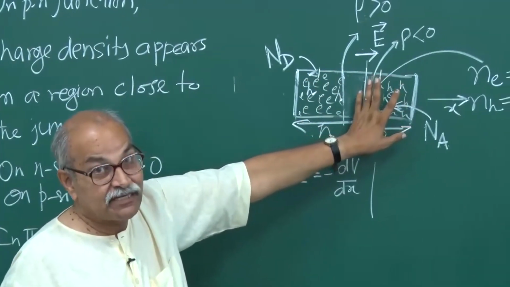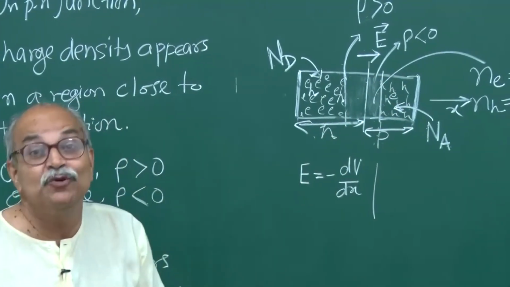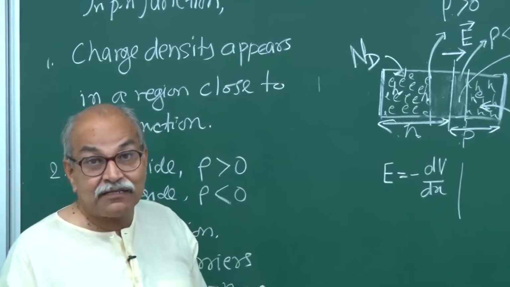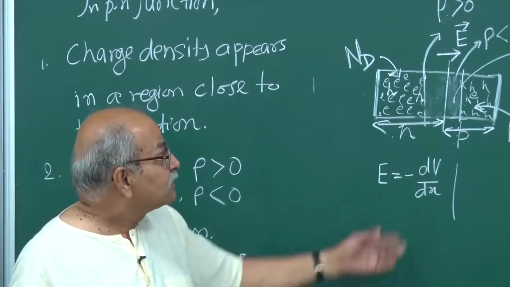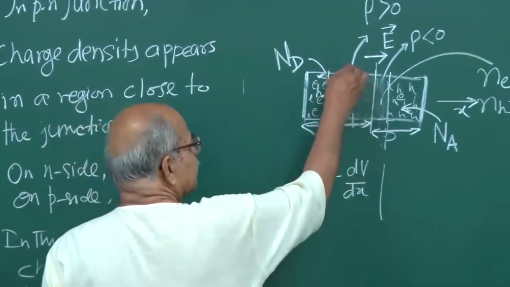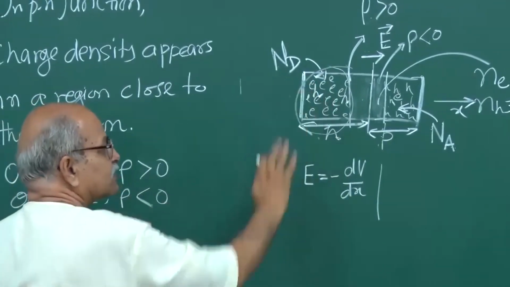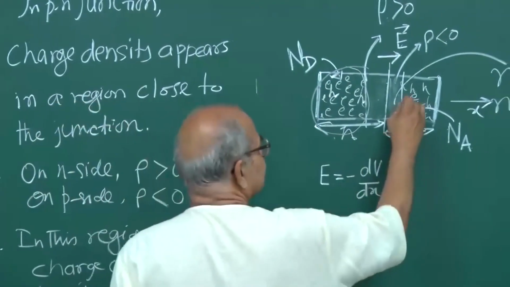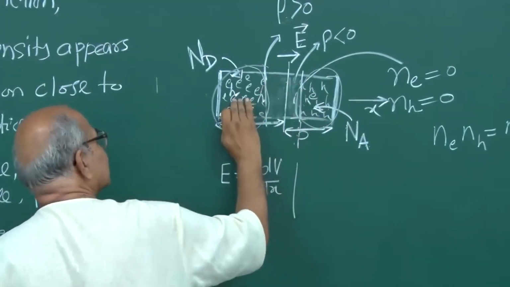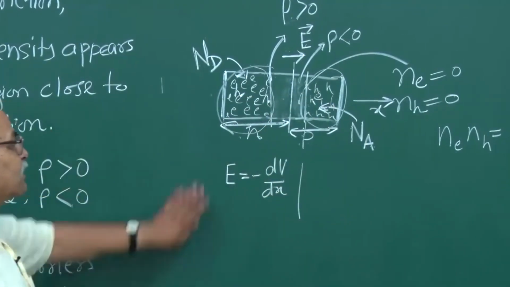We are not connecting any batteries. We have just put neutral impurities in a neutral semiconductor wafer. But we see that some electric field appears in this depletion region. In this region there is no electric field because it is still neutral, no charge density, and here it is still neutral, no charge density, and the effect of this will cancel out here. So you do not have any electric field here.